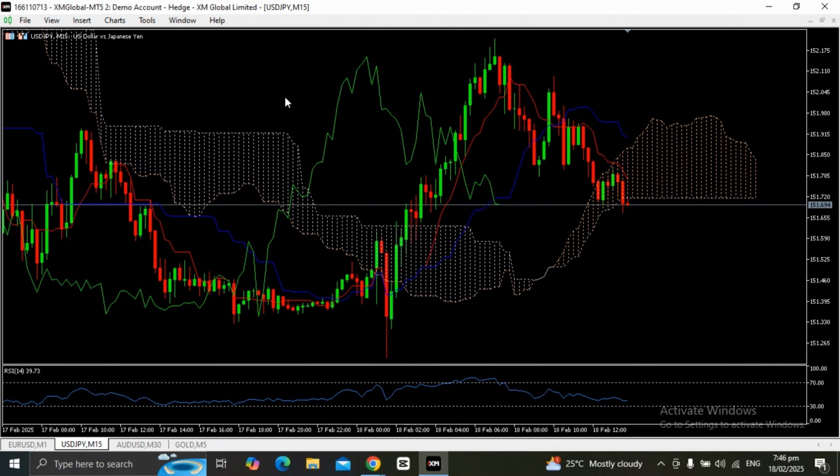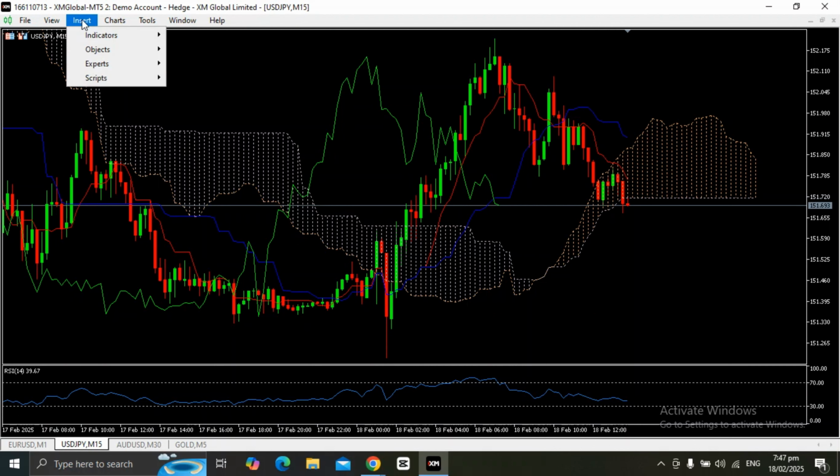Hi, so in today's video, I will discuss the Fibonacci retracement level. The Fibonacci levels are used to find support and resistance. So for example, in this chart, this is dollar versus yen.